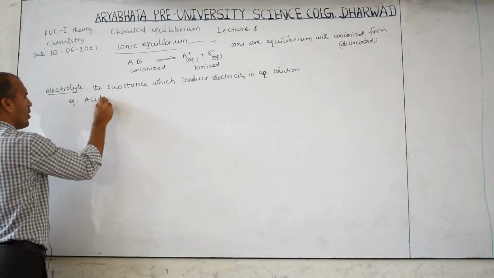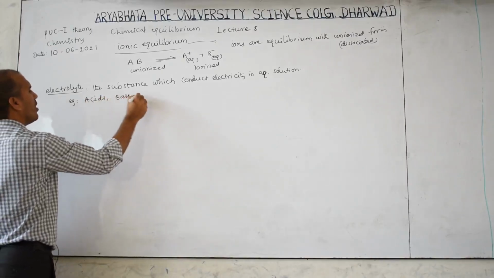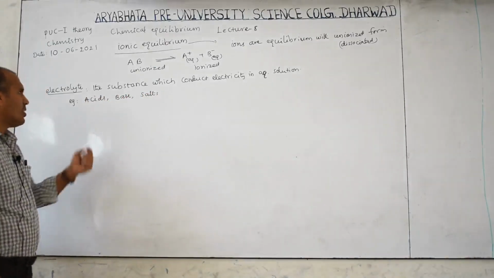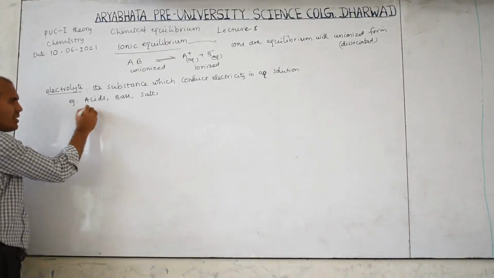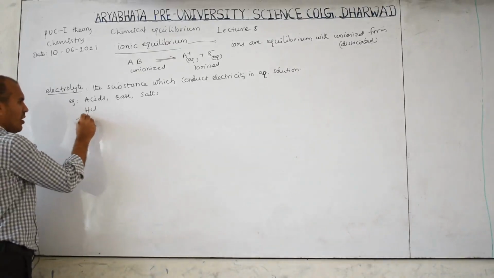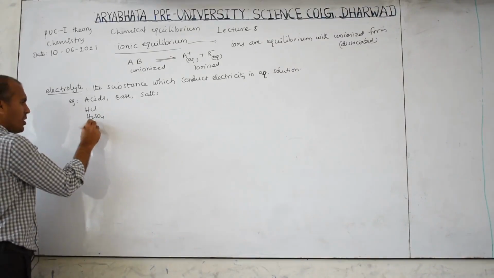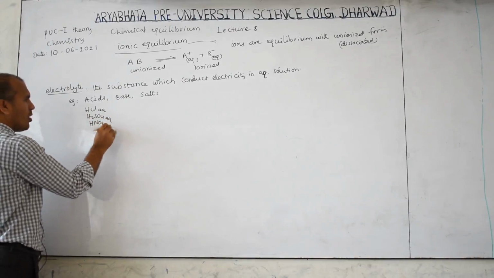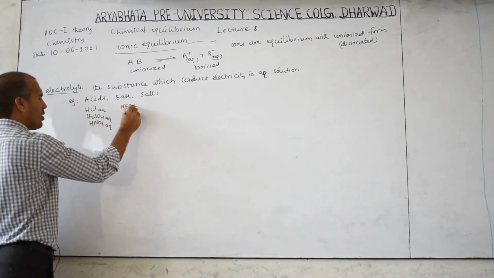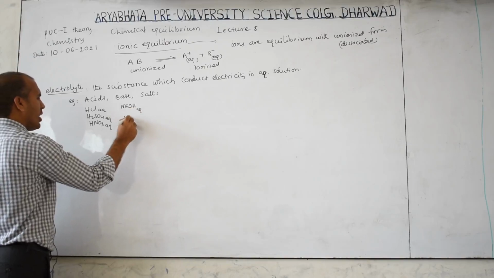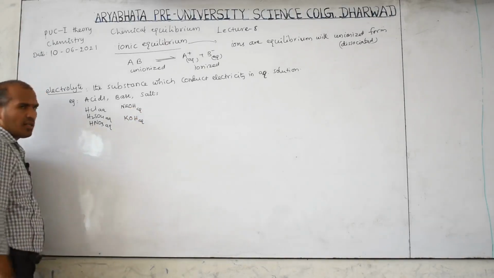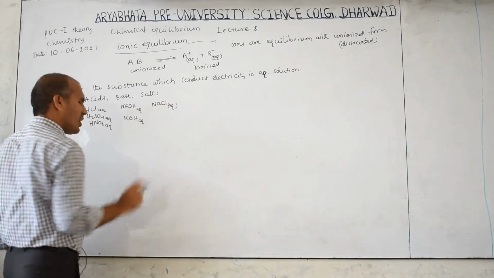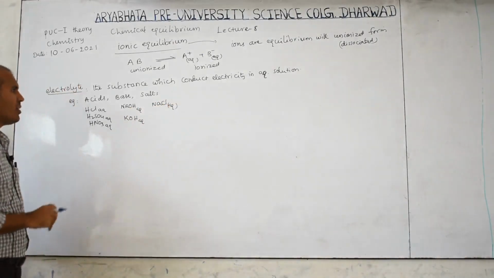acids, bases, salts. These are the examples. In that, again, what are the acids? Some examples: HCl, H2SO4, HNO3 in aqueous solution, AQ. Bases: NaOH aqueous and KOH aqueous. These are electrolytes. Salt, NaCl aqueous, like this, these act as electrolytes.